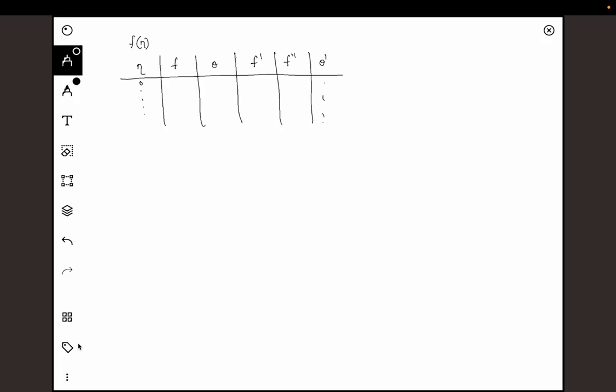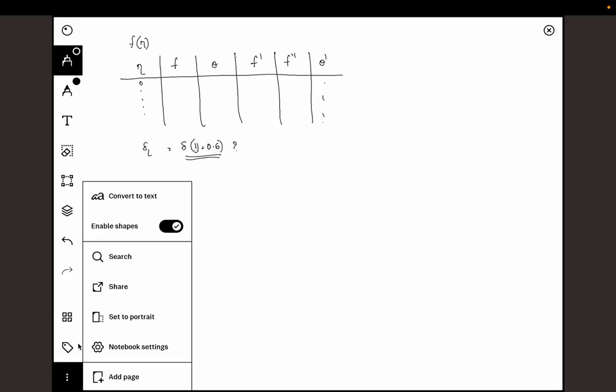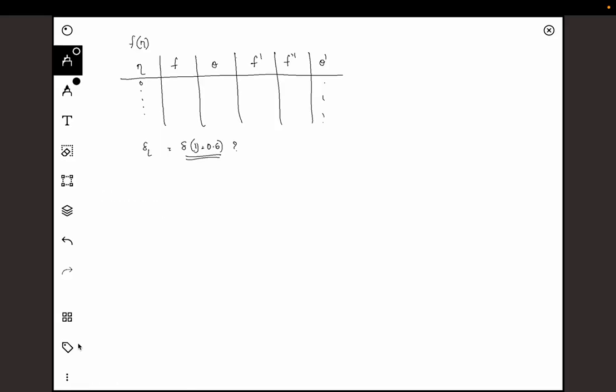The question is now I need to find what is delta. Delta as a function of y, or let's just put it simple, let's say delta_L, which is basically delta at y equal to 0.6. How do I compute this? With this known, all these values are known. Is the question clear?